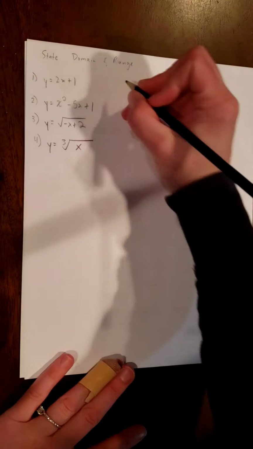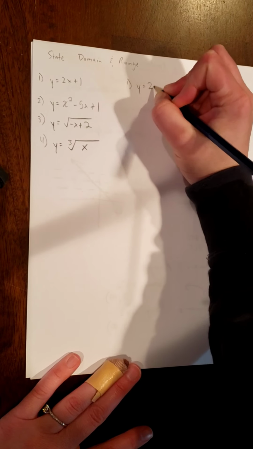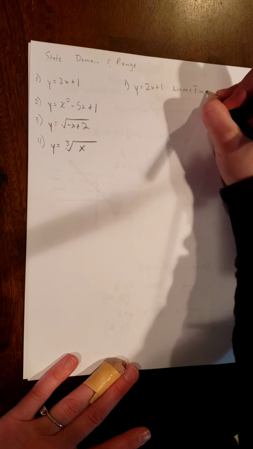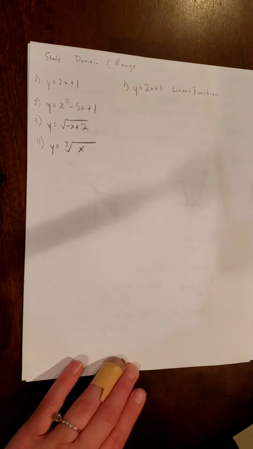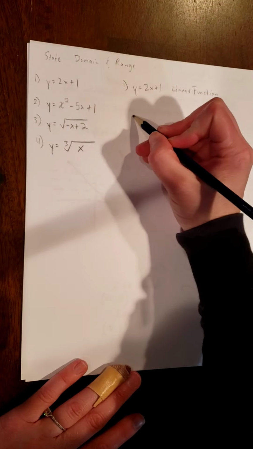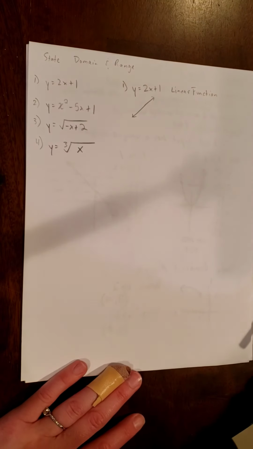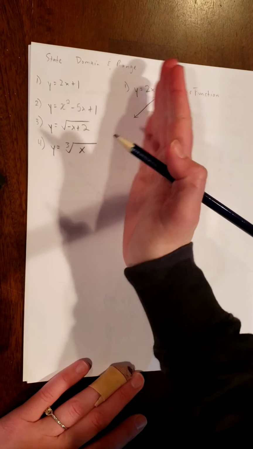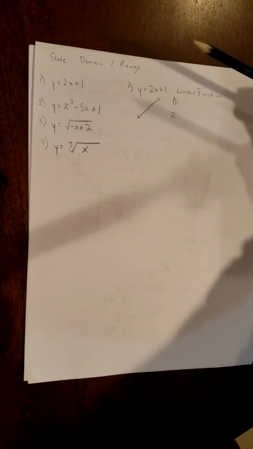So in number 1, we have y equals 2x plus 1. This is a linear function. It's got a slope of 2, so the graph is going to look something like this. So we know that for the domain, x goes all the way to the left and all the way to the right. If you want to do this without thinking of the graph, is there any real number that, if you plug it in, will not output a real number?